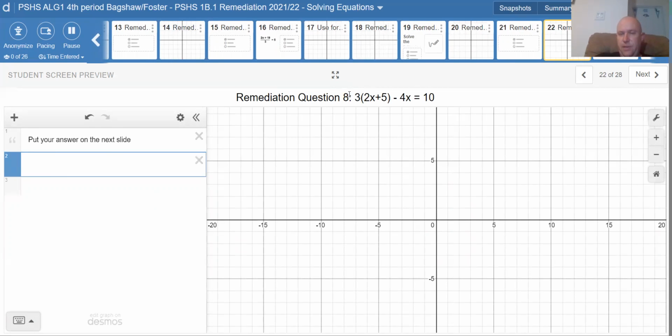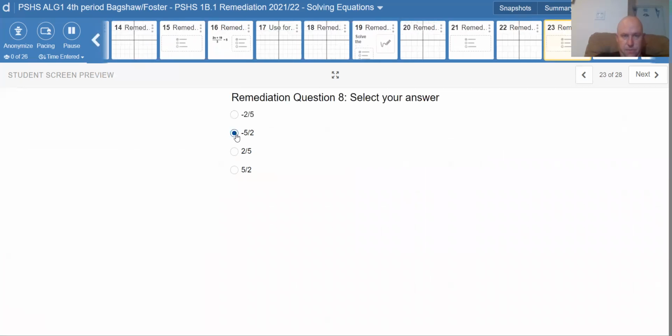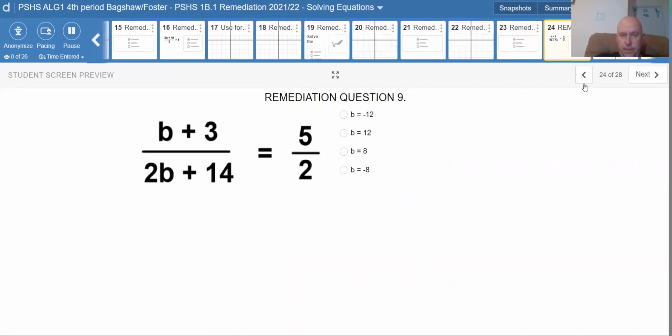Same thing. This is one where we have to distribute and then collect terms together. This one definitely caused problems on the first time through. So I'm just typing this one in exactly as it looks. And -2.5. And just in case I do want it as a fraction, I can change it there. So -5/2. And I'll go ahead and select.